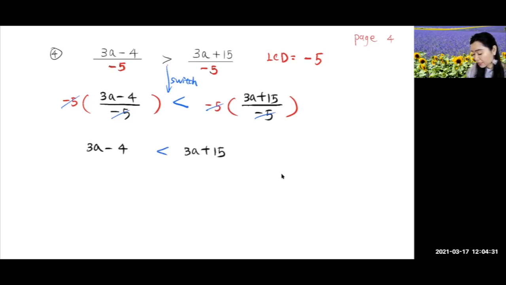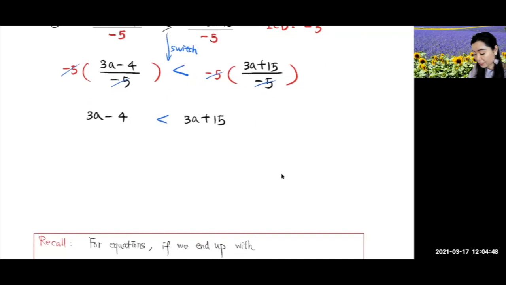Now notice that this step here, you can do it mentally. Say multiply both sides by -5. You will get 3a minus 4 on this side, 3a plus 15 on the other side. So you can go straight from here to here. Okay. Now what do I do here? I would like to subtract 3a on both sides. Then we'll end up with -4, and this is 15.